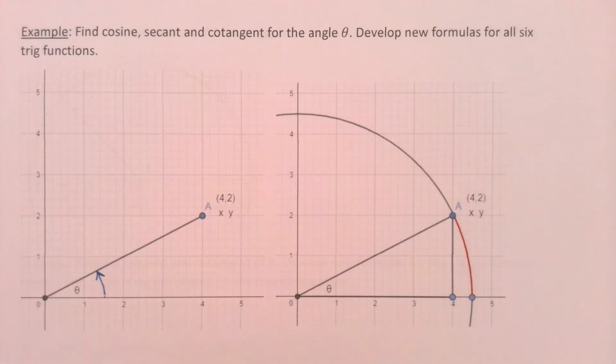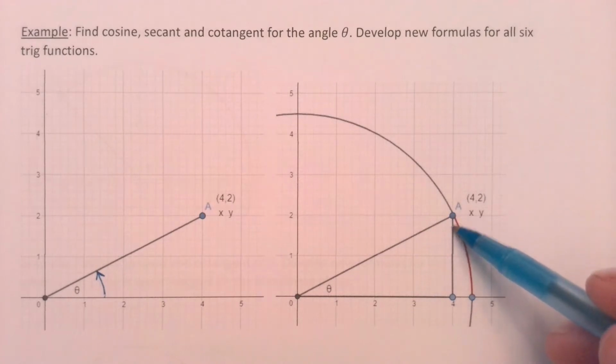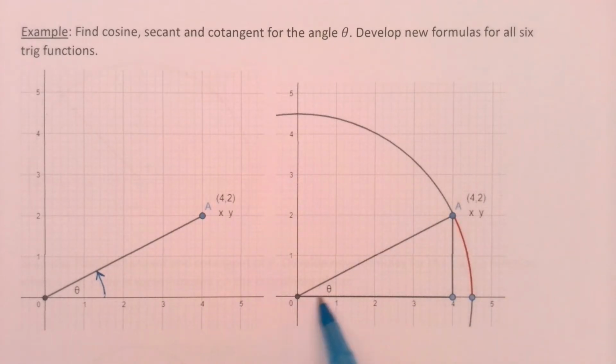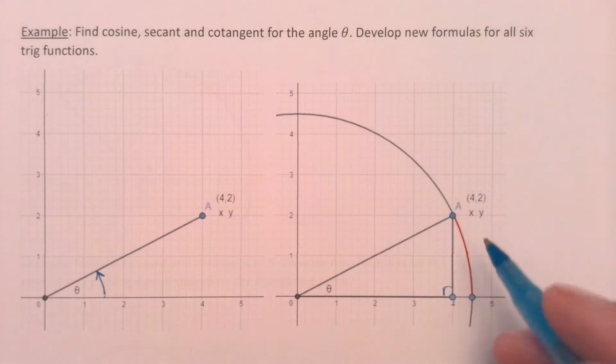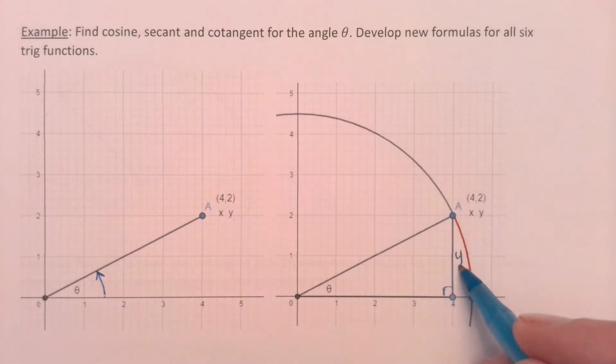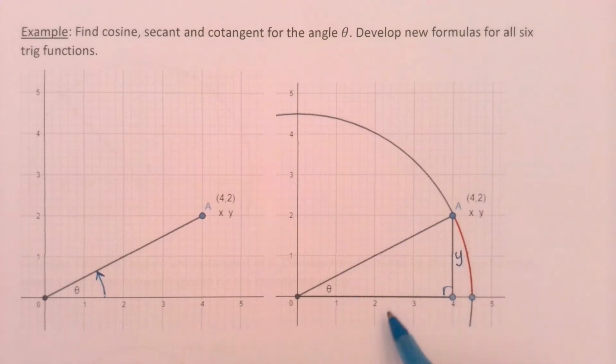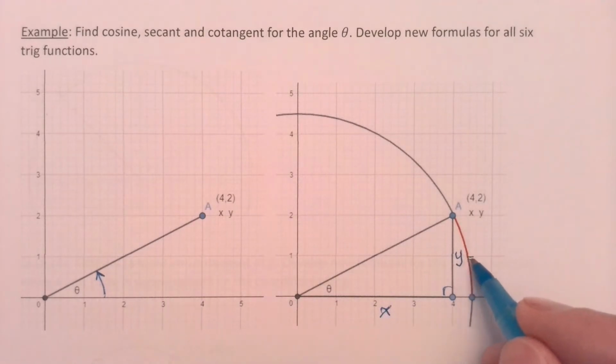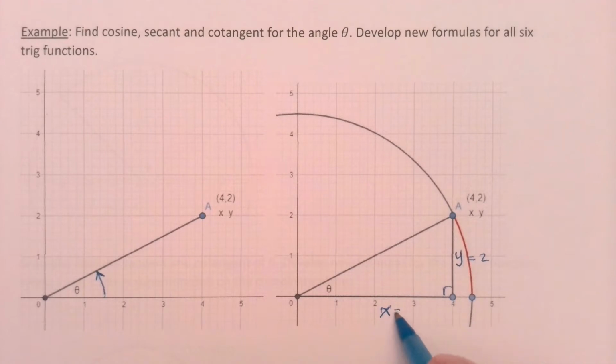What we're going to do is find things like sine and tangent and so forth using the coordinates of that point. How are we going to do it? Well, we're going to sketch a right triangle from point A straight down to the x-axis, and then from the origin over to that intersection point. You'll notice that that forms a right triangle if you draw it carefully. You'll also notice that the dimensions of this right triangle are, in general, y for this opposite leg and x for this adjacent leg to theta. And for this particular example, the y is 2 and the x is 4.